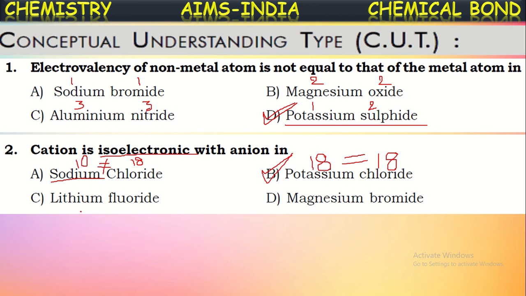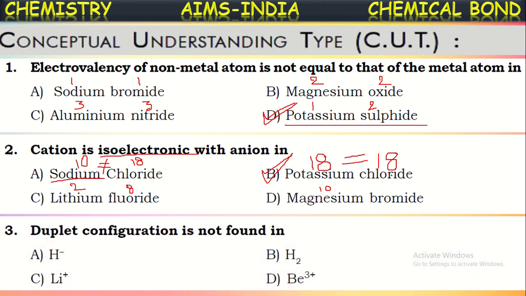Okay, and if you see lithium ion, it will be having 2 electrons. Fluoride ion will be having 8 electrons. Magnesium ion will be having 10 electrons. Bromide ion will be having around 36 electrons. In all these cases, cation and anion are not isoelectronic. In this case only, both are isoelectronic.